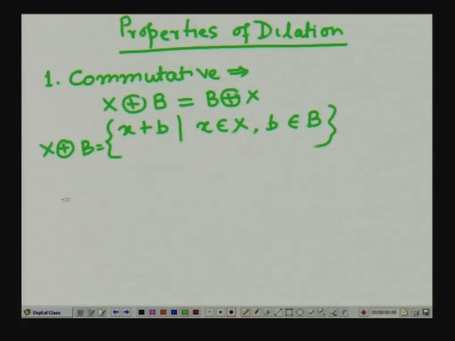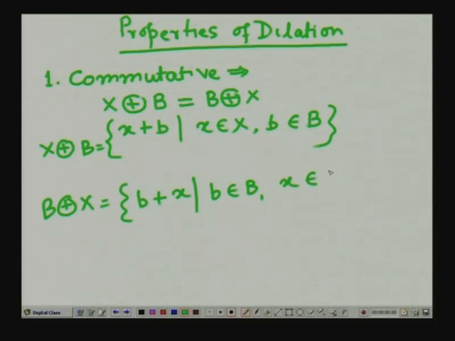Now, if I take the other one, that is B dilated with X, this is nothing but the vector b plus vector x, again for b belonging to the structuring element capital B and x belonging to the given image capital X. Now, obviously, this resultant vector x plus b is the same as the resultant vector b plus x. So, that clearly shows that the dilation operation is commutative, that is X dilated with B is the same as B dilated with X.